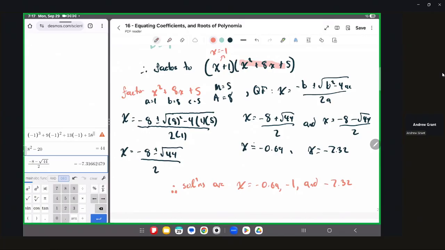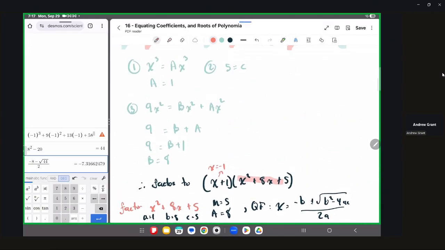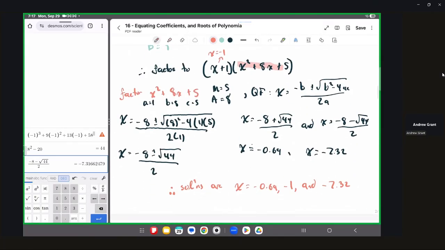And so sometimes when you factor these quadratics, you'll end up needing to use the quadratic formula. Sometimes you're going to end up with getting whole solutions, or integer solutions, I should say. And we just kind of go with it from there on a case-by-case basis.